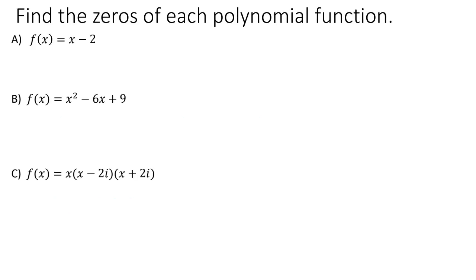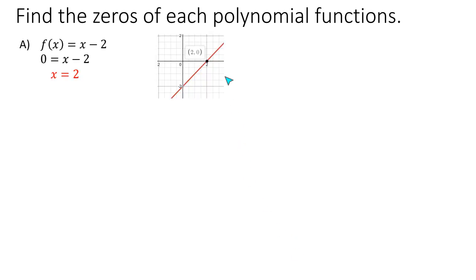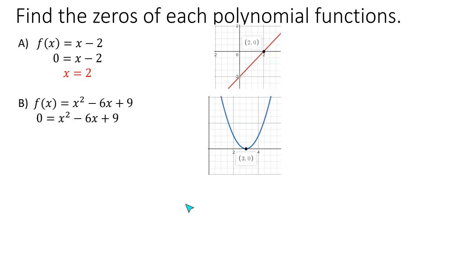It says find the zeros of each polynomial function. Throughout the course, we have been looking at different types of polynomials. In the first one, this polynomial is a line. If we were to graph it, we can see that the zero is at (2, 0). To find the zero, we set the function equal to 0. Then if I add 2, I get that x is equal to 2. But as we go on, the problems get a little bit harder.